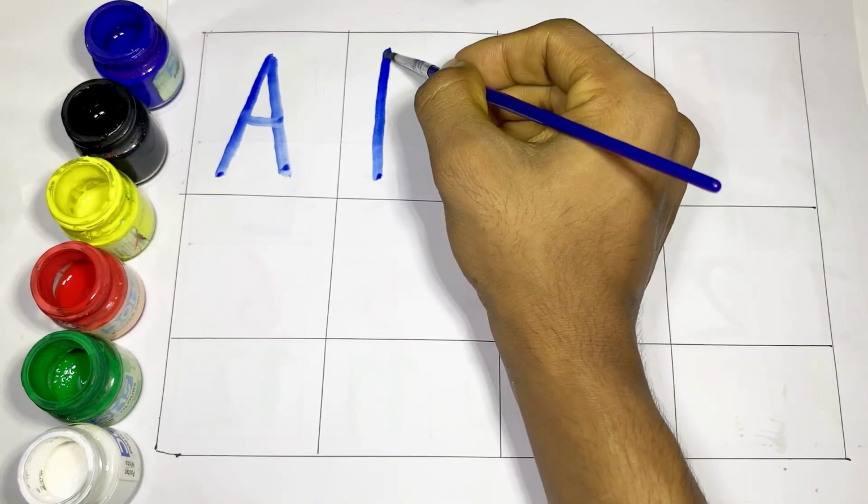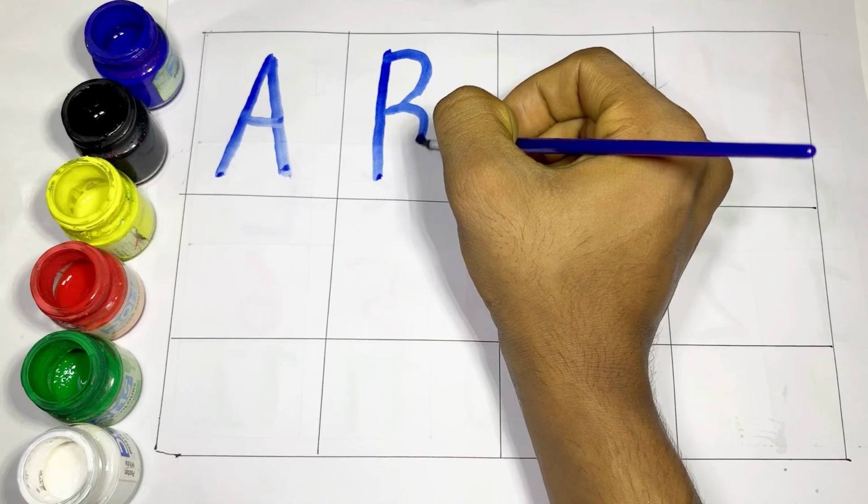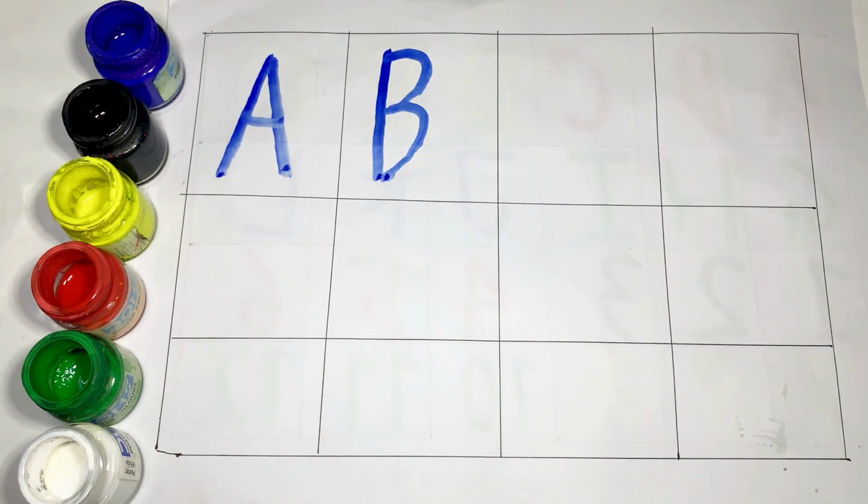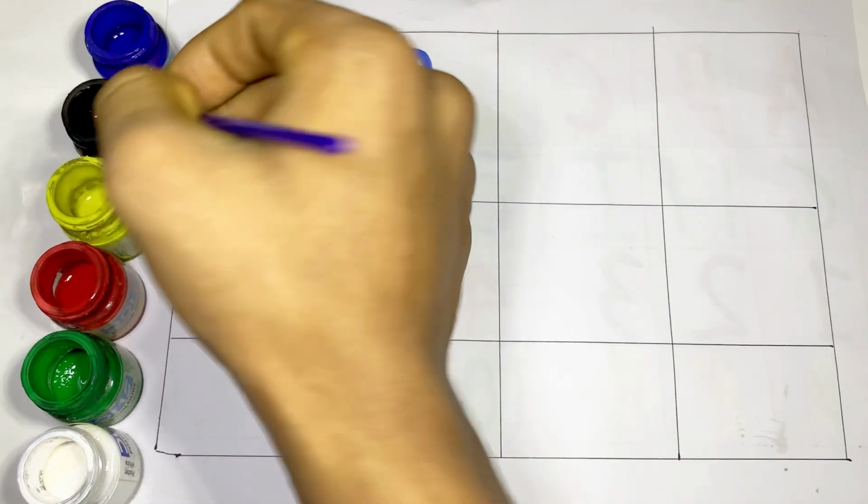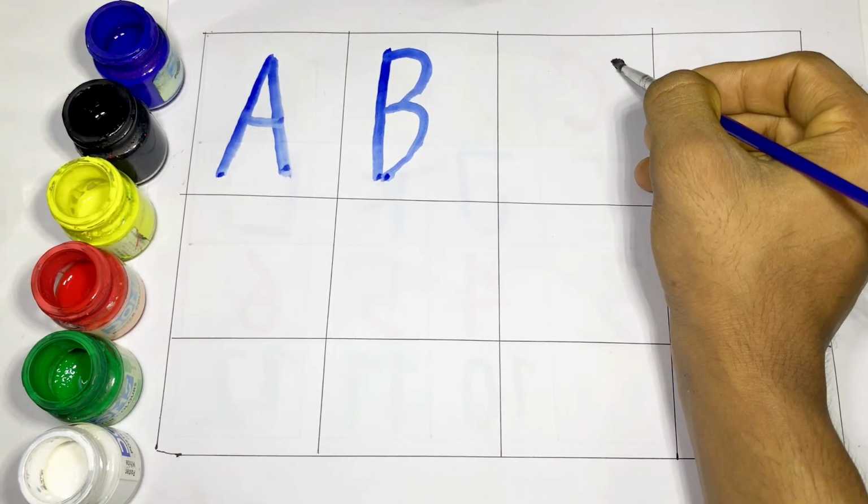B for ball, B for bat. Kids, now draw C. C for cat, C for car, and use black color. The alphabets of C.